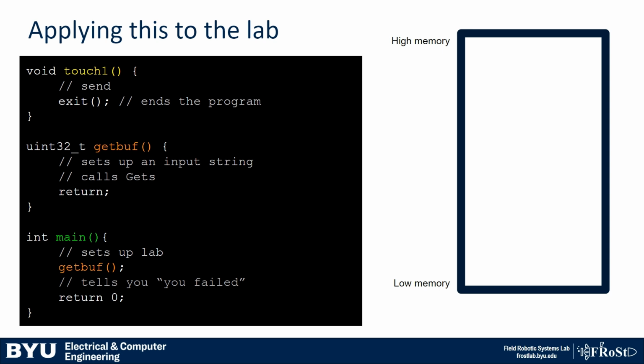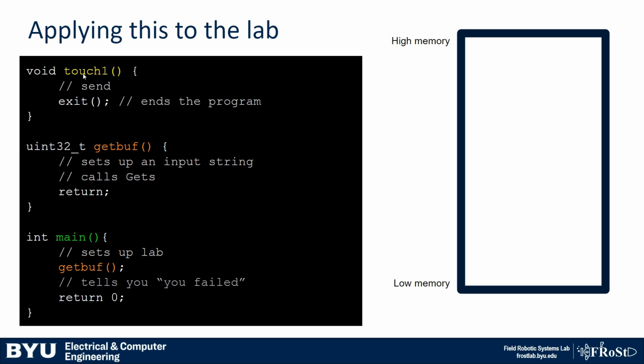Here's the pseudocode for what C targets basically looks like. We have a main function that's going to set up the lab. It's going to call a function called getBuff, and if getBuff returns successfully, it's going to send you a message that says, hey, you didn't actually do what you were supposed to do. The program ran successfully. So you, as an evil hacker in this lab, failed the lab. And it's going to return 0.